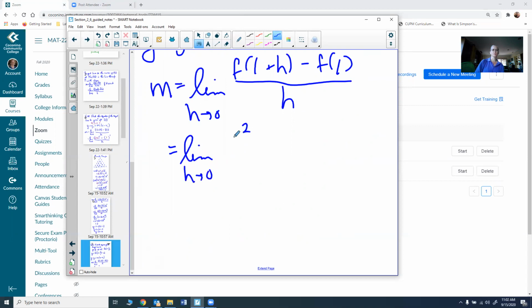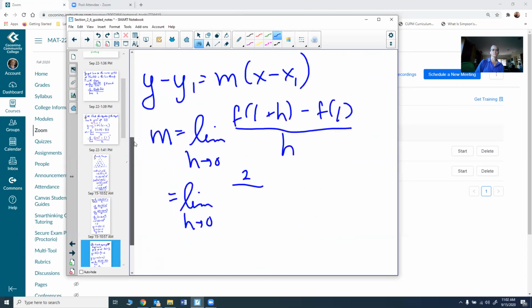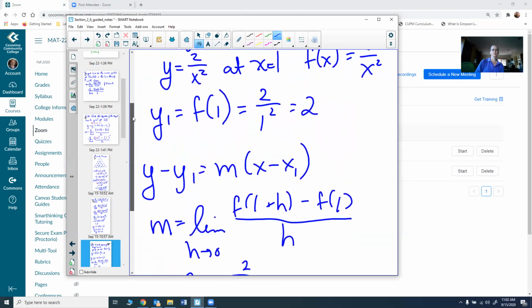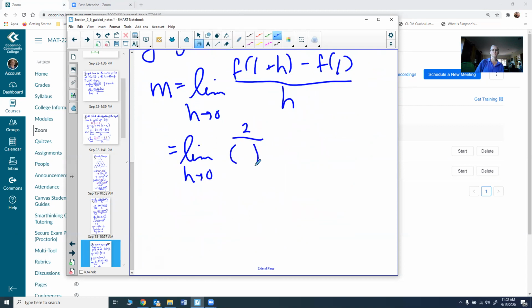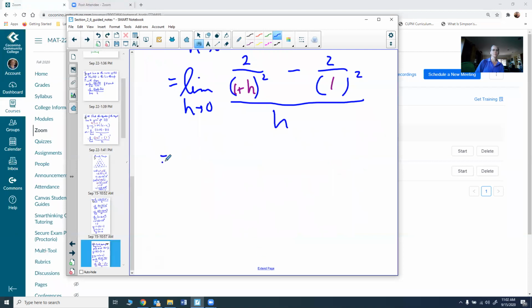My function is 2 over x squared. So 2 over something squared minus 2 over something squared. Again, don't think of this as 2 over x squared. Think of it as something. You're going to fill in that something. In this first one, the something is 1 plus h. The second one, the something is 1. So all I'm doing when I do this difference quotient is rewriting what my function is equal to, and then plugging in whatever's in the parentheses. All right, so now I've got to figure out how to simplify this.